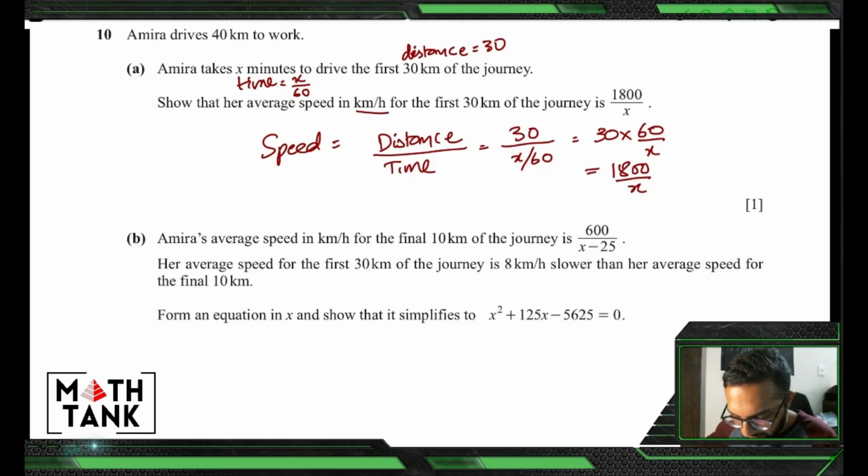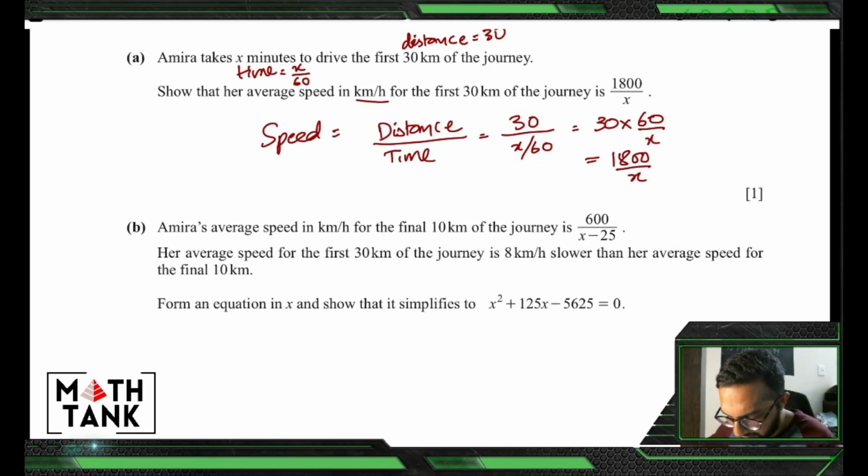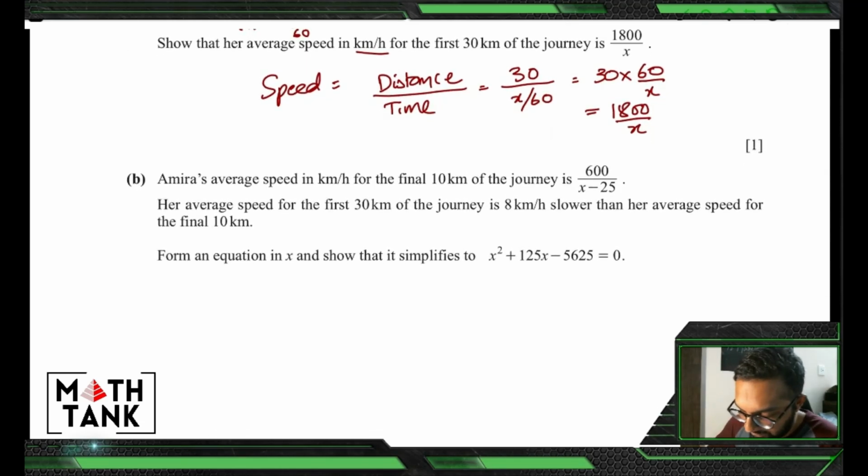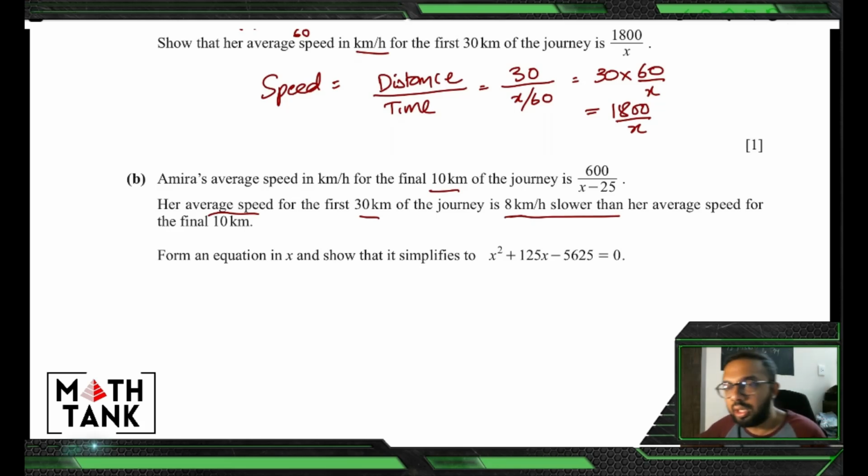Okay, then it says Amira's average speed in kilometers per hour for the final 10 kilometers of the journey is this. Her average speed for the first 30 kilometers of the journey is 8 kilometers per hour slower than her average speed for the final 10 kilometers. Form an equation in x and show that it simplifies to this. So whenever you have such a question, remember, see what the question is saying. It's saying that one average speed was 8 kilometers slower than the other average speed.